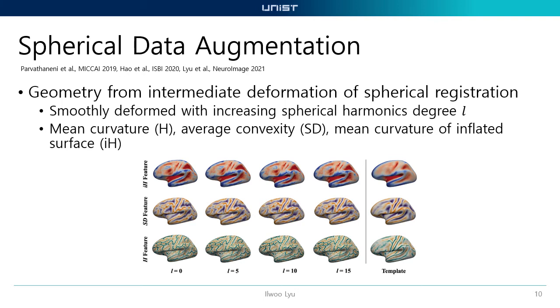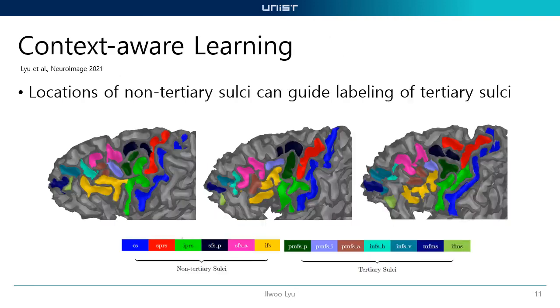So we use mean curvature, and we use sulcal depth, or average convexity, of the cortical surface. We also use the mean curvature of the inflated surface. These are features commonly used for surface registration that can represent low resolution to high resolution details of the cortical structures. So this is an additional technique we recently proposed for better cortical surface annotation for the sulcal labels.